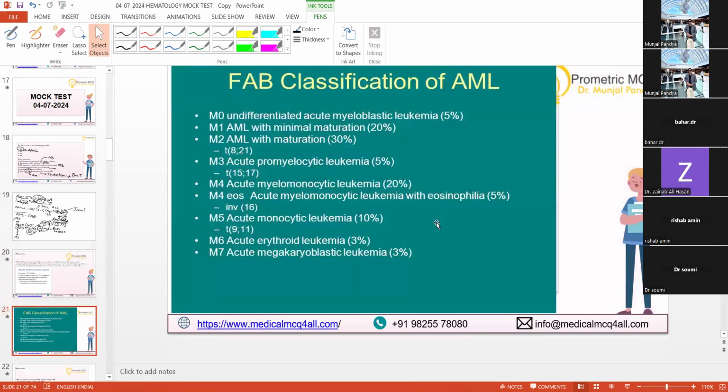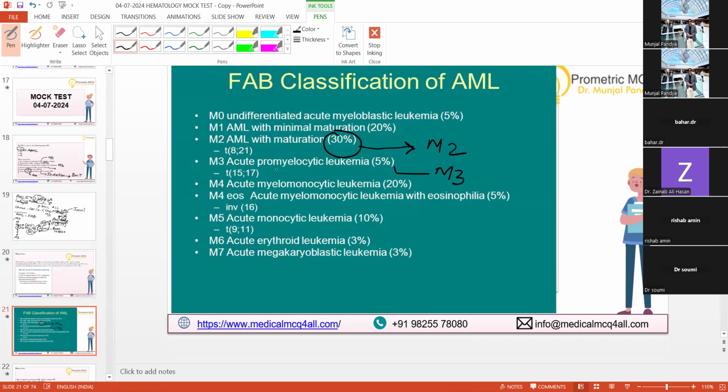This is again the FAB classification. I already told you FAB stands for French, American, British, right? This is what is given in the book. And there is one more classification by WHO, but by and large both are the same. So if you can see, the highest percentage is M2. So if they ask you in the exam which is the commonest AML amongst M0 to M7, then the answer is M2. If they ask what is the best prognosis, then it is M3, but the percentage is just 5%, right? You can see, so these are all the various types.